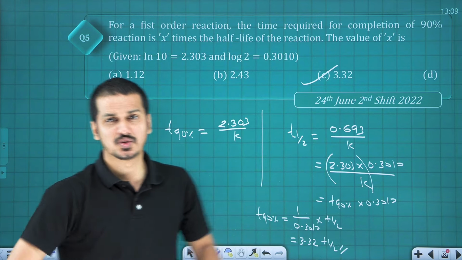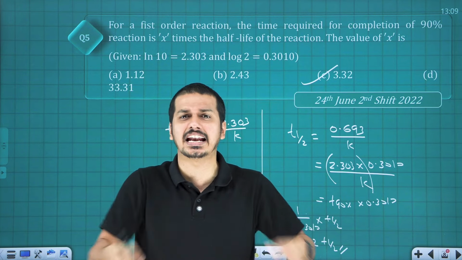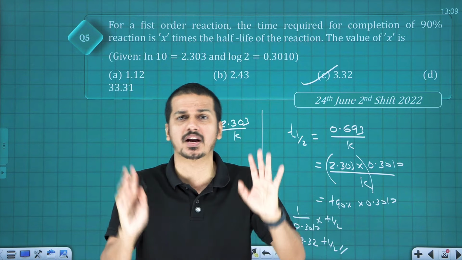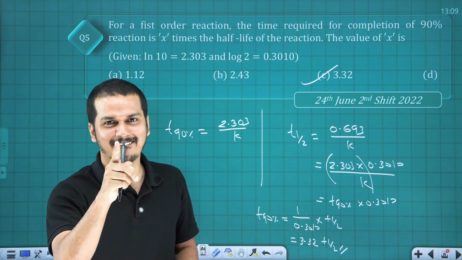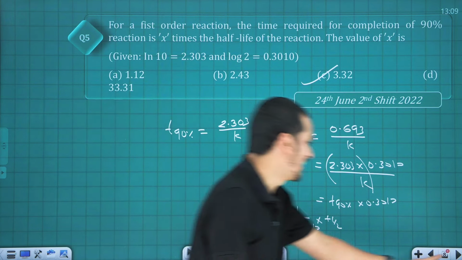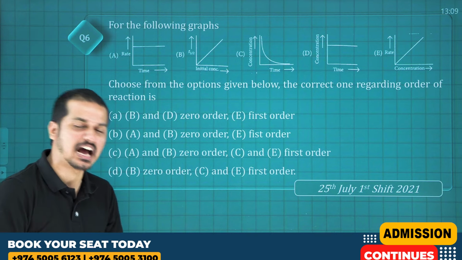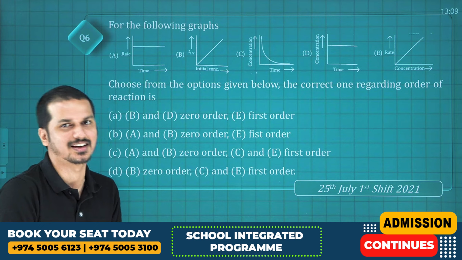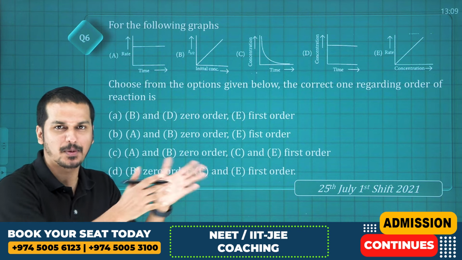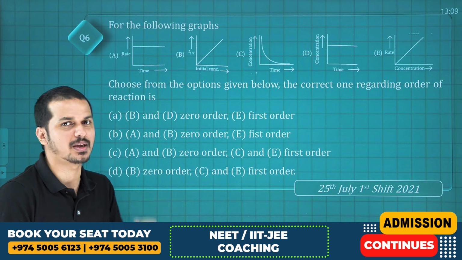Clear, dears? Don't waste your time deriving again. Instead of that, if you remember, if you connect, if you relate, it is going to be easy. Okay, next question. Question number 6, it's a graphical question. In every examination, graph related questions are there. In the upcoming January session also, we are expecting graph related questions from Chemical Kinetics.